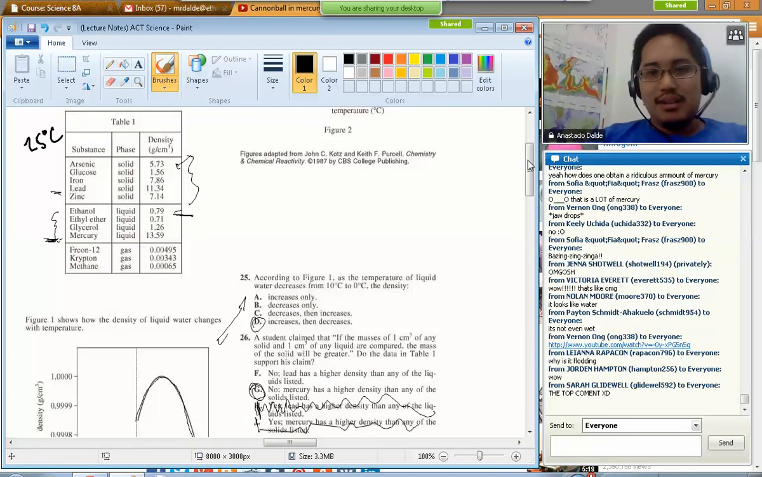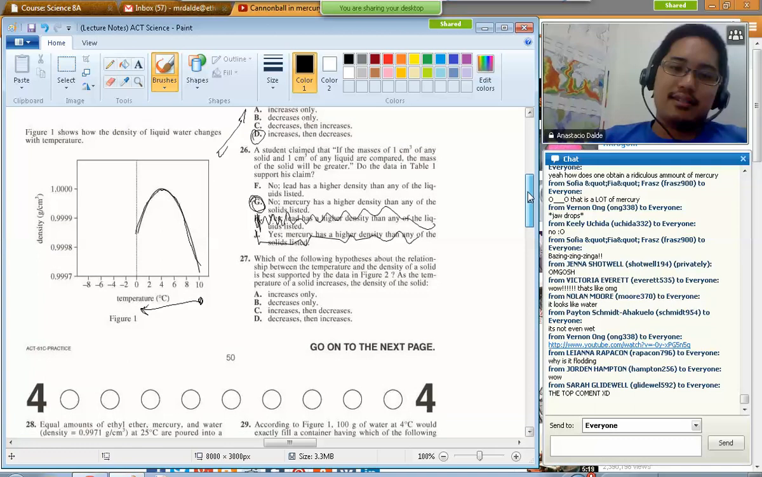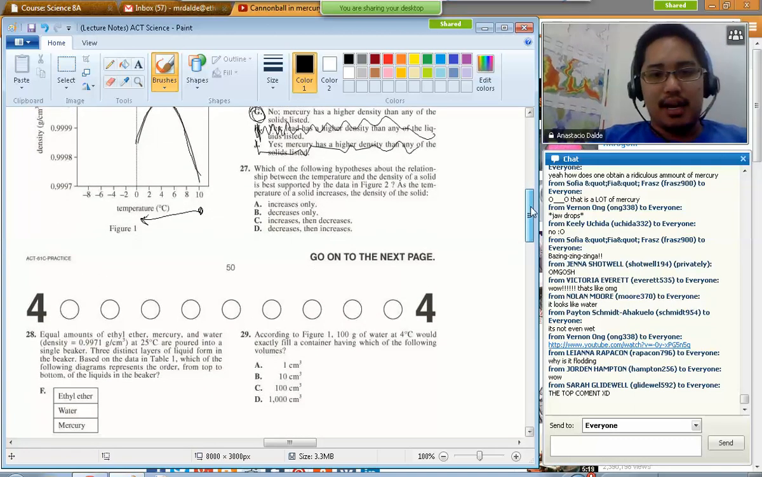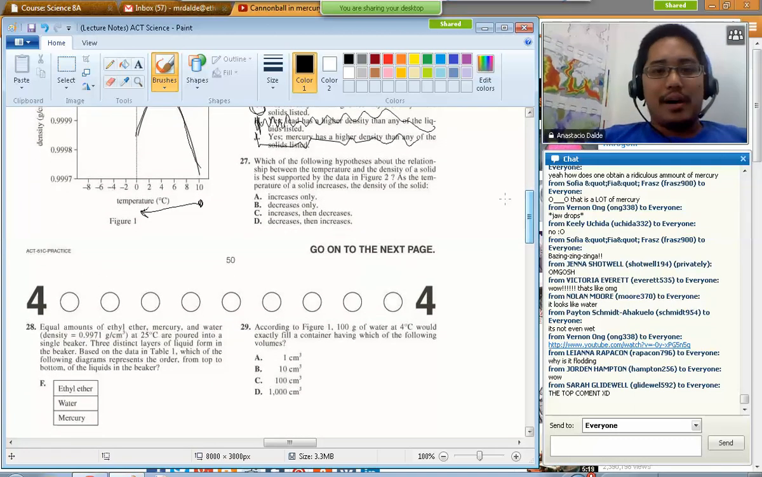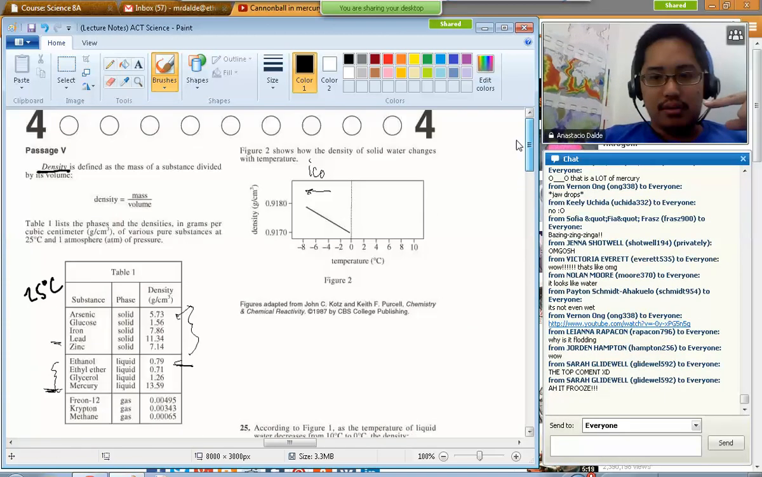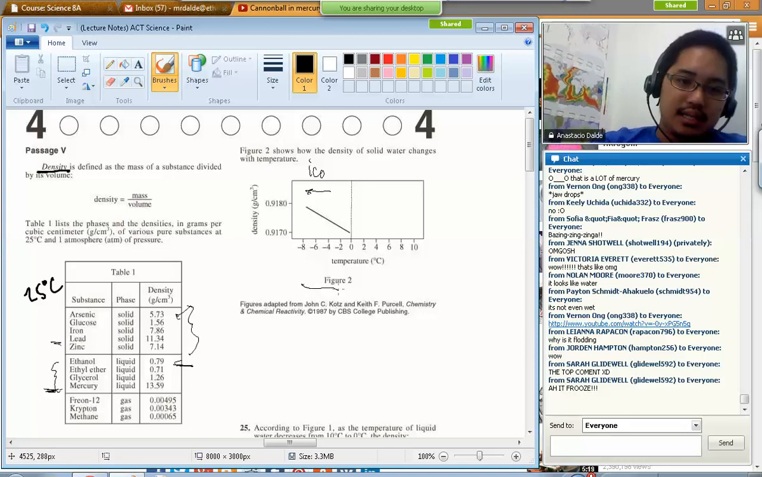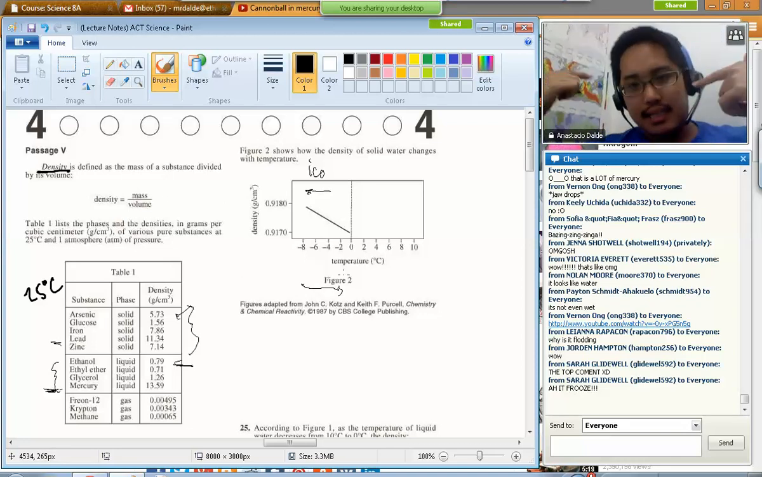But anyway, the reason why it's false is because mercury is higher density than anything else. All right, which of the following hypotheses about the relation between the temperature and density of a solid is best supported by Figure 2? Okay, as the temperature of the solid increases, the density of the solid does what? Look at figure 2. As the temperature increases, what happens to my density?